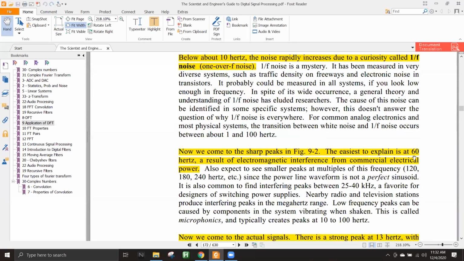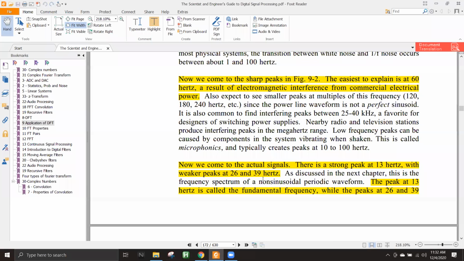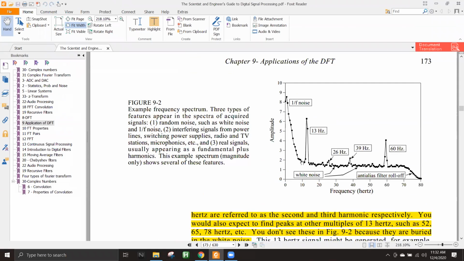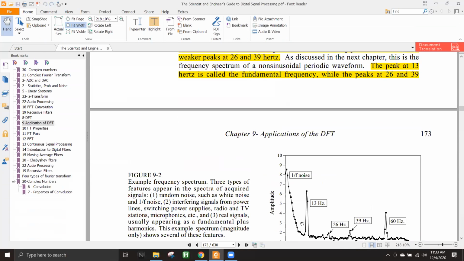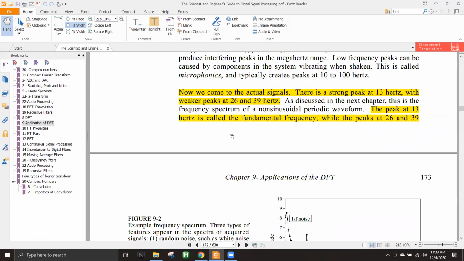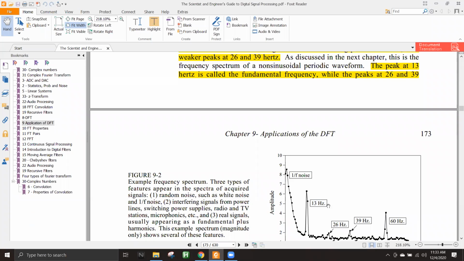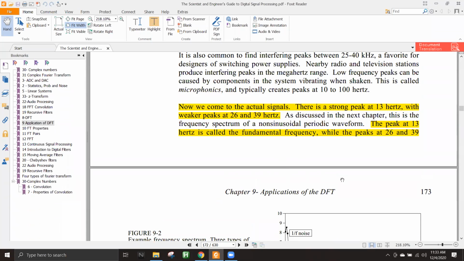Okay, so this is one. In this case, we are considering that this is coming from electromagnetic interference, and there is another peak, which is the actual frequency of the signal. There is a strong peak at 13 hertz, as you can see. This one refers to the actual frequency of the signal. There will also be weaker peaks at 26 and 39, all multiples of 13. At 26 you can see a small peak here, and at 39 there is another small peak. So at all multiples of 13, we will get peaks as well. The peak at 13 hertz is called the fundamental frequency.